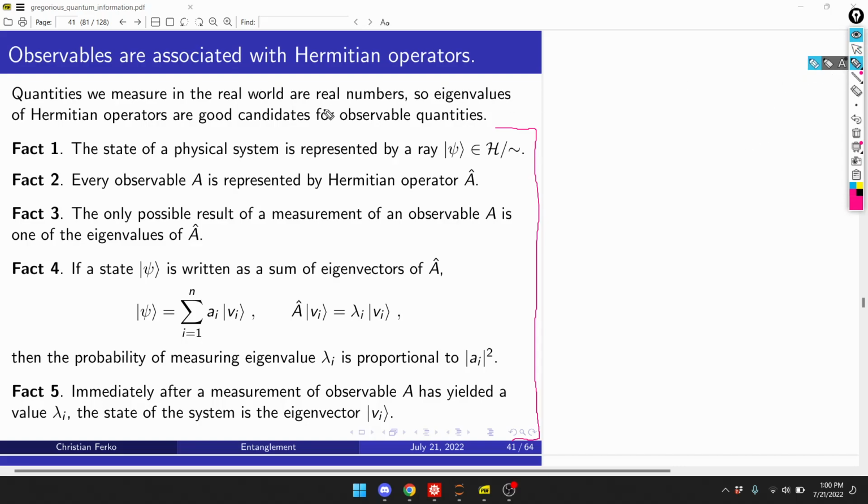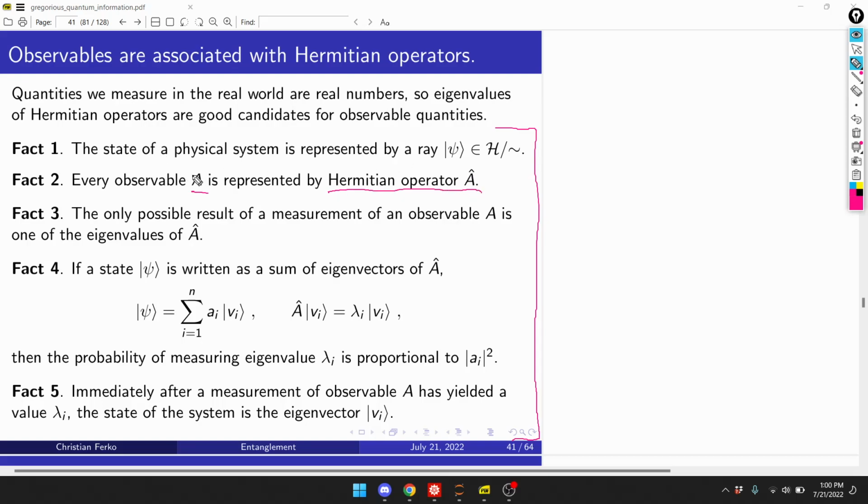Okay, so here are things that are true. First, we already said the state of a physical system is a ray in Hilbert space. We said that a couple acts ago. Next fact: every observable, everything you can go out and measure in the lab in a quantum system, A, is associated with a corresponding Hermitian operator, which I write with A as a hat.